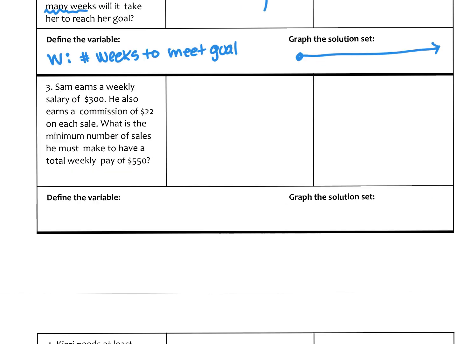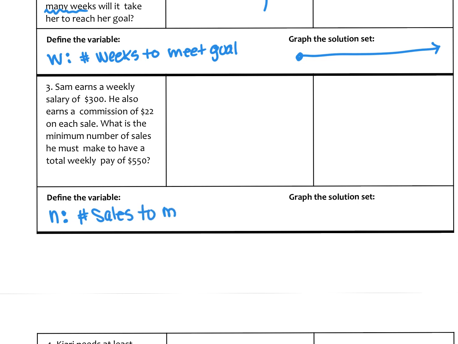Sam earns a weekly salary of $300. He also earns a commission of $22 on each sale. What's the minimum number of sales he must make to have a total weekly pay of $550? Okay, number of sales. So let's just use N for our variable.